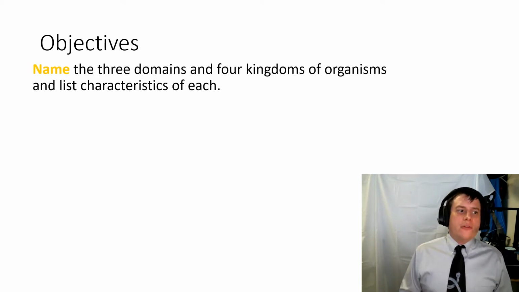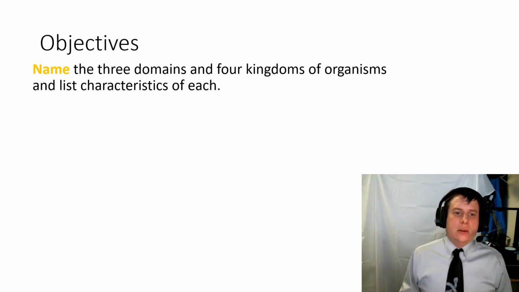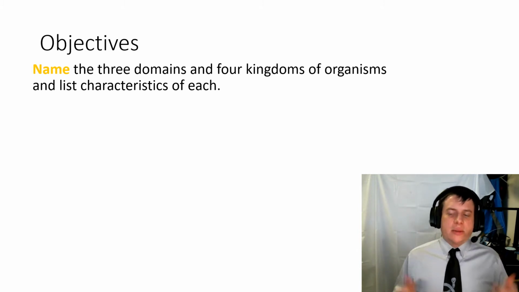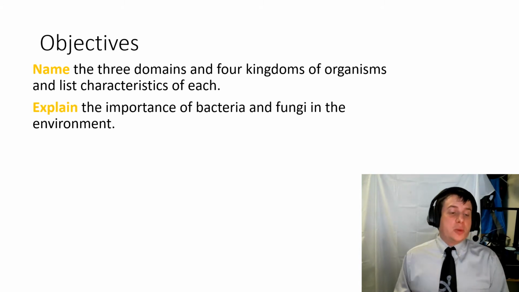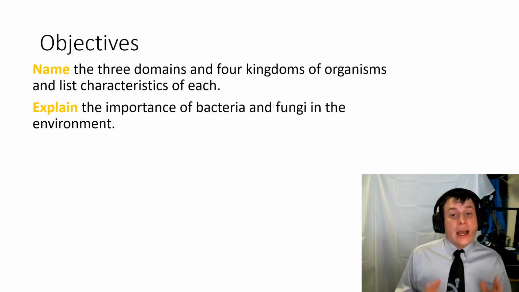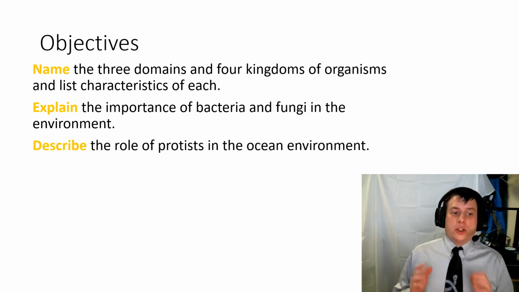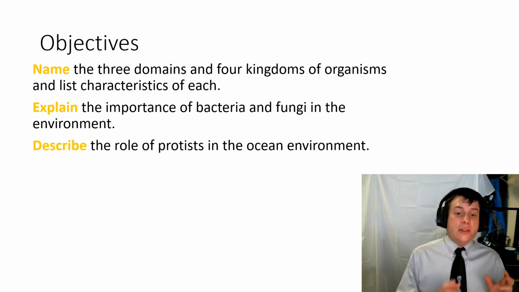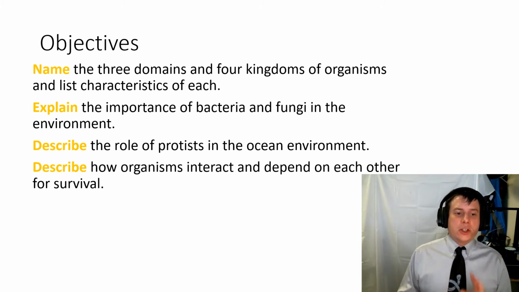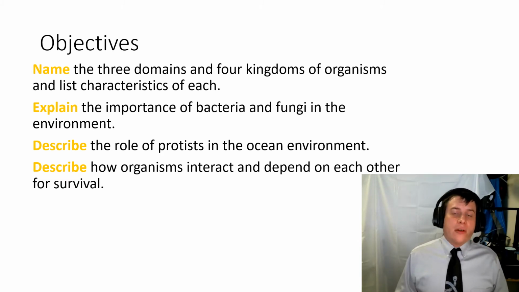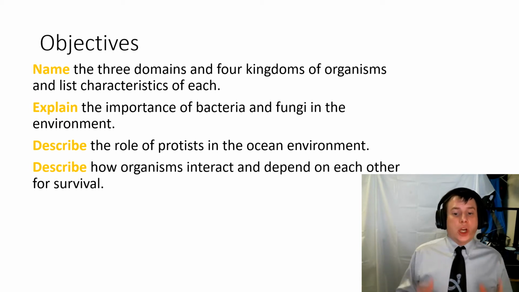So to start off, I want to be able to name the 3 domains and 4 kingdoms of organisms and list some characteristics of each. I want to be able to explain the importance of bacteria and fungi in the environment, describe the role of protists in the ocean, and lastly, describe how organisms interact and depend on each other for survival. So these are some general objectives that we're going to have in going through this video.